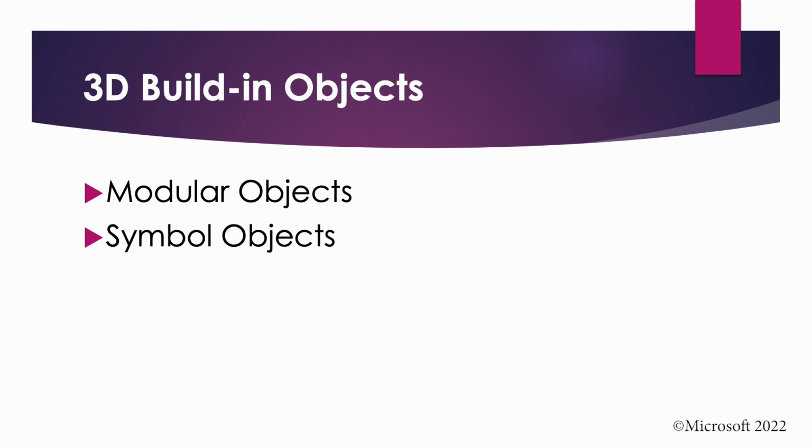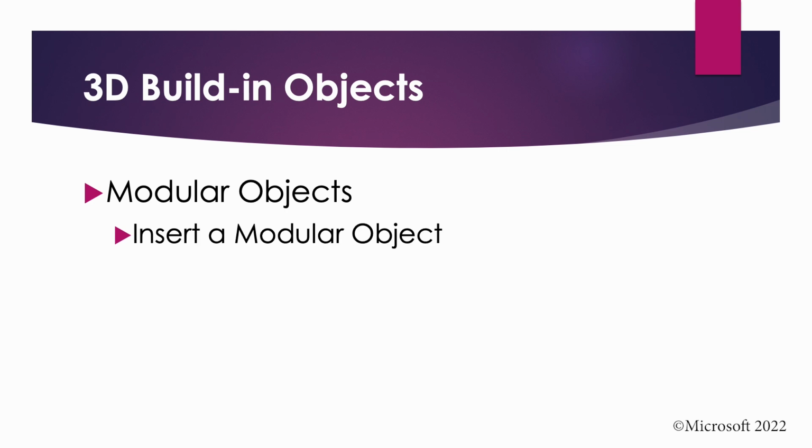For clarity, let's call the objects created by using one of the tools in the toolsets modular objects, and those created by inserting objects from VW libraries symbol objects. Modular objects.